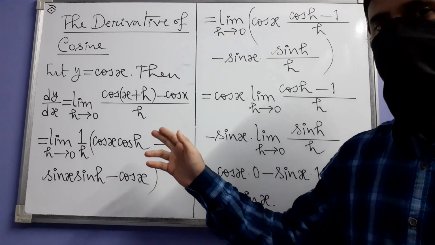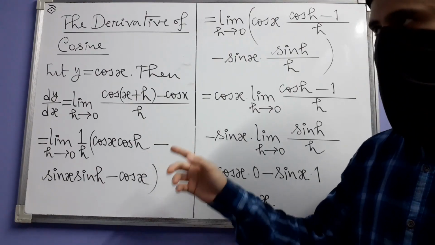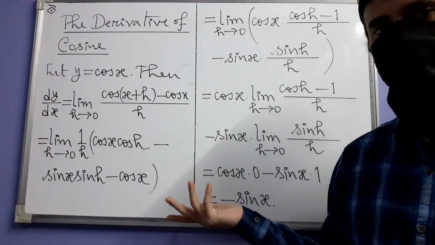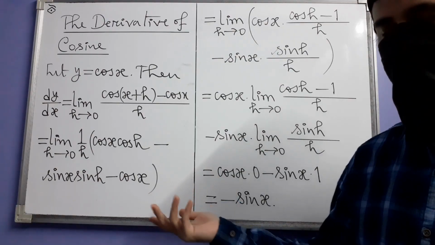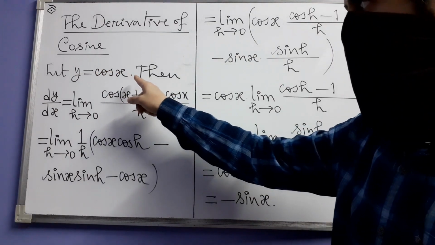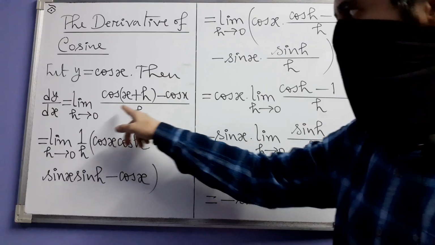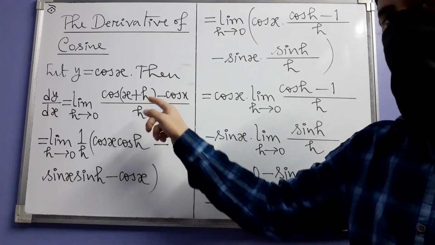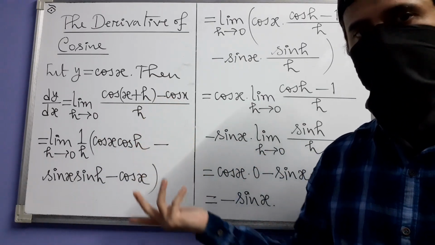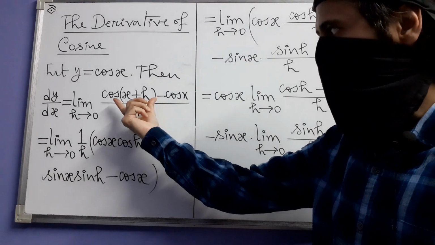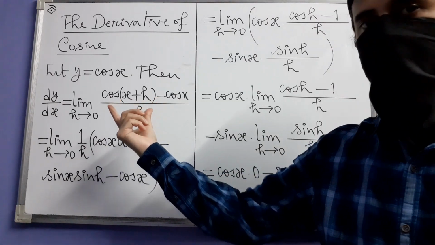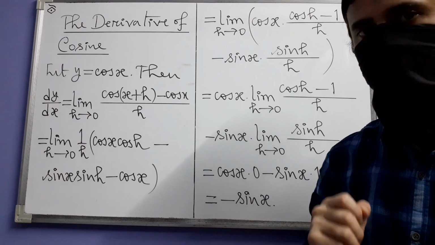So next we see the derivative of cos x, because already we have seen how we found the derivative of sin x, so it's familiar to us. Y is cos x, so then dy/dx is this limit. The only difference now is that in place of sin we have cos. So this time we have to expand this cos term using the addition formula for cosine.